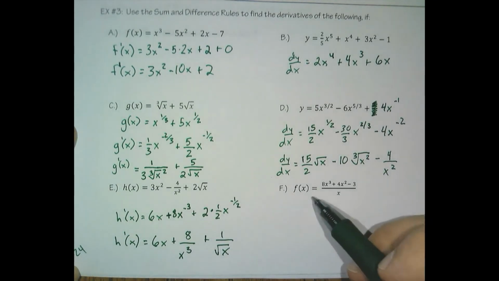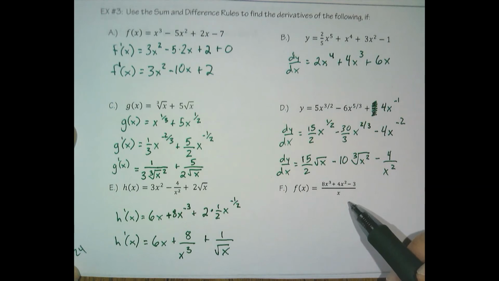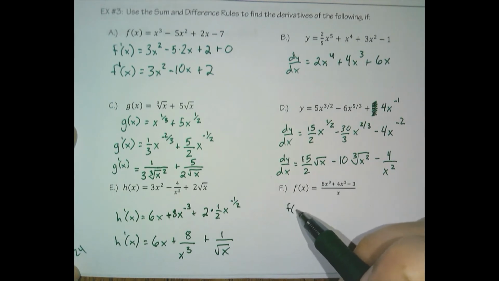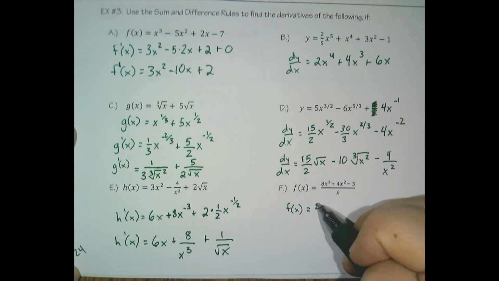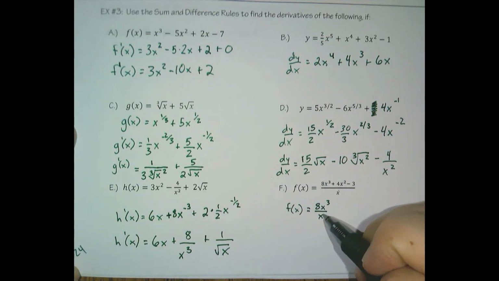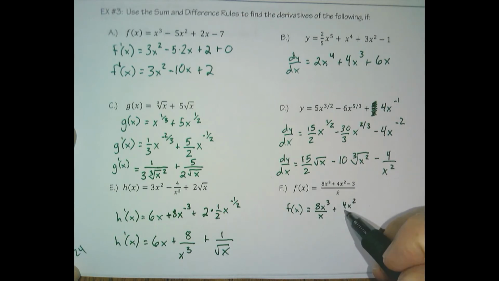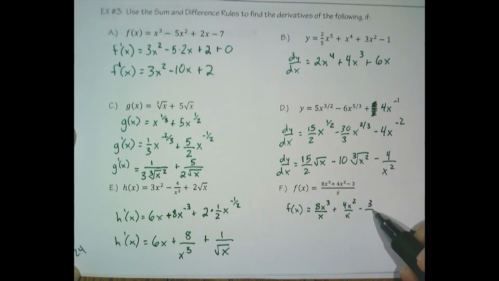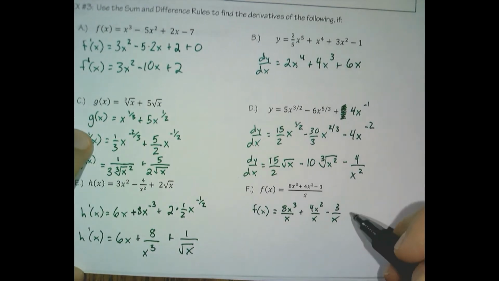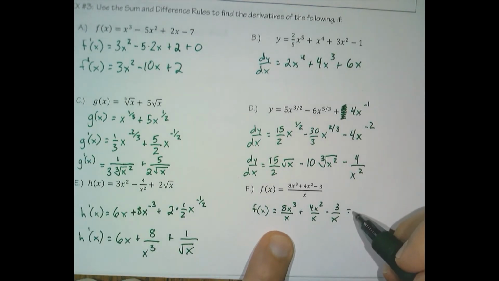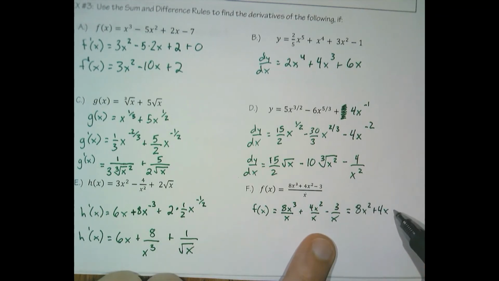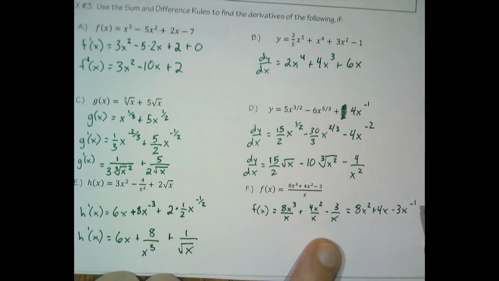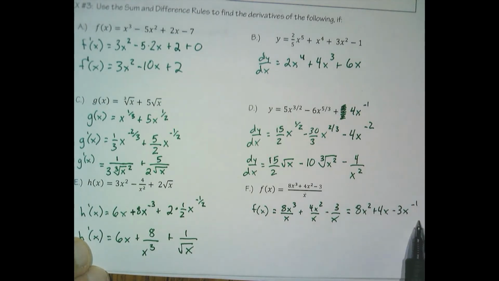And in the last one here, it looks like f of x is a fraction, but there's only a singular term in the denominator, so we can rewrite this as 8x cubed over x plus 4x squared over x minus 3 over x. And when we simplify that expression, we have 8x squared plus 4x minus 3x to the negative 1. And now we have a string of functions that we can apply the power rule to.